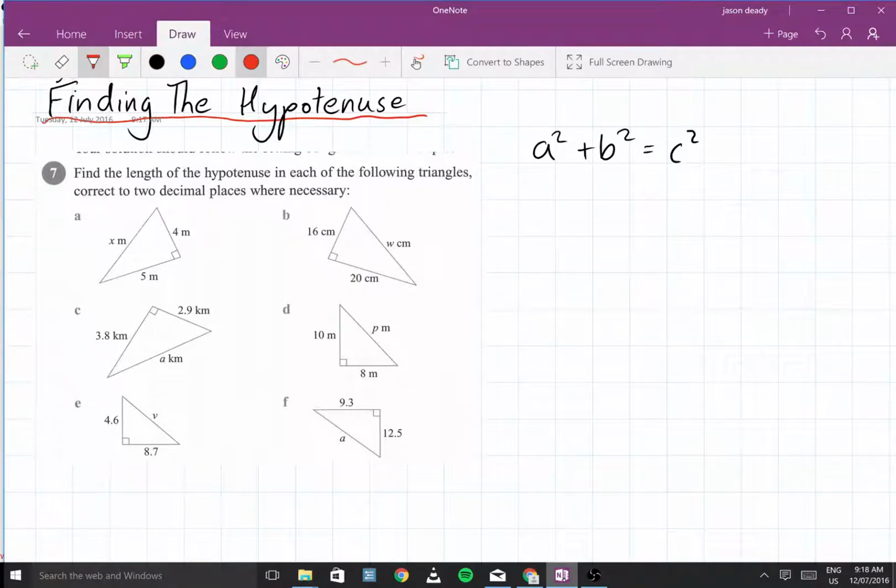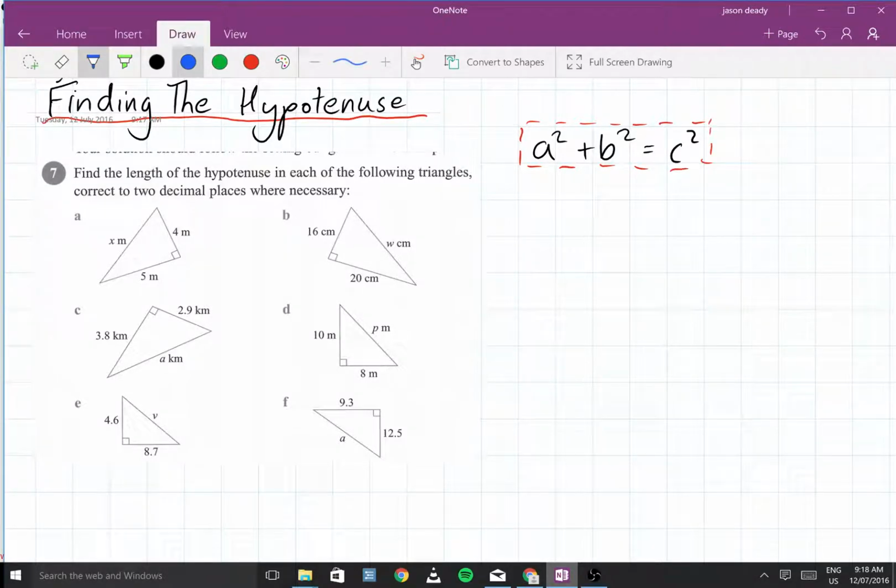Today we are finding the hypotenuse, and in order to find the hypotenuse we use the formula a squared equals b squared plus c squared. This is our rule. We've looked at it a little bit before and we use this rule to work out the hypotenuse. So let's get started.